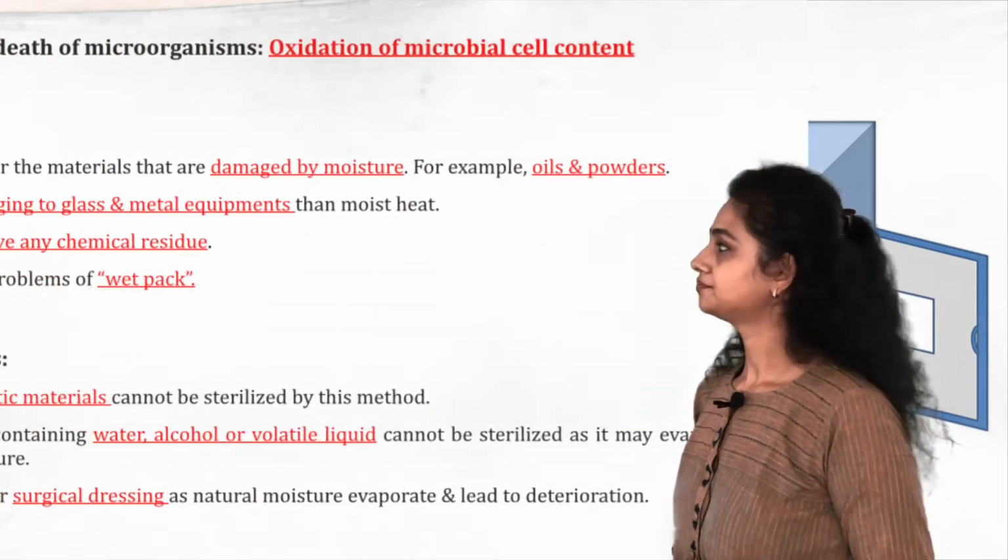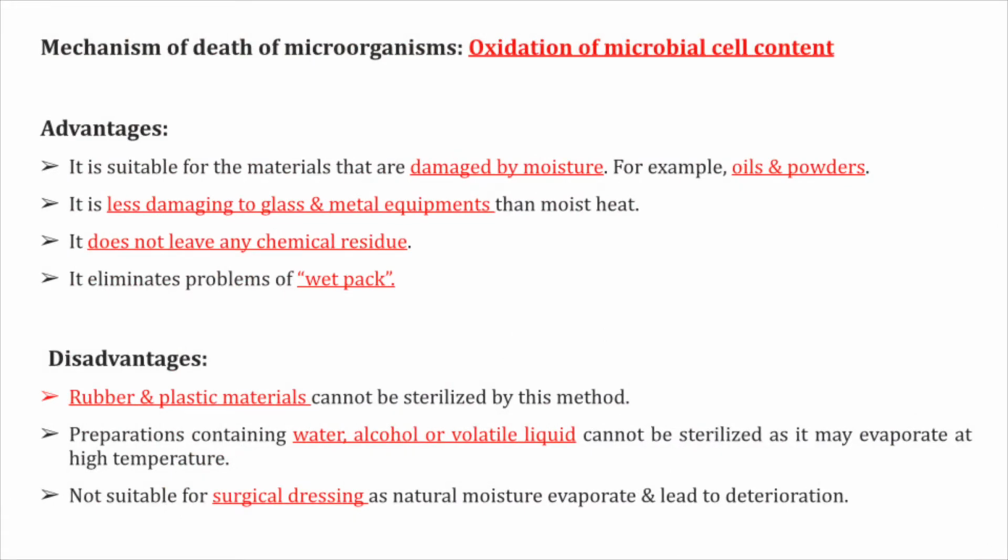If we look at the advantages, then the main advantage is that it is suitable for materials that are damaged by moisture, for example, oils and powders. It is less damaging to glass and metal equipment than moist heat sterilization. It does not leave any chemical residues, and of course, that eliminates the problem of wet pack.